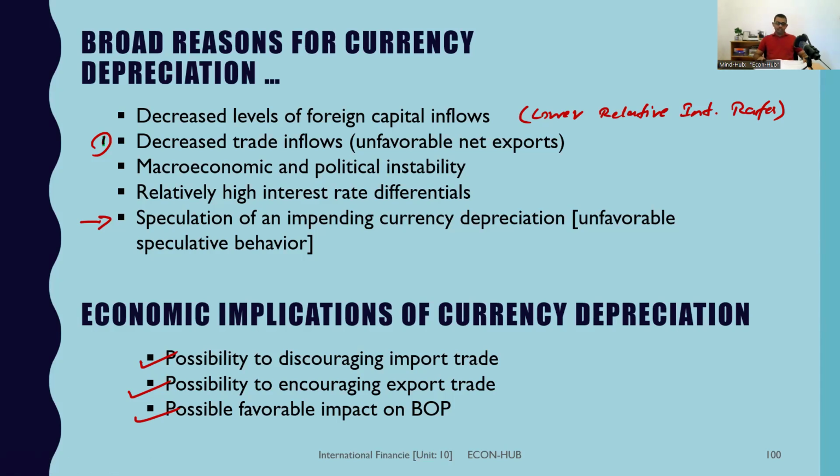Look at the first 2 points with them. The first 2 points given under economic implications of a depreciation. What is the first point? Imports will get discouraged, so outflows will reduce. Exports will get encouraged, inflows will increase. So the trade account, current account, the BOP is favorably affected. Are we okay? Don't overthink. Take the simple idea here.